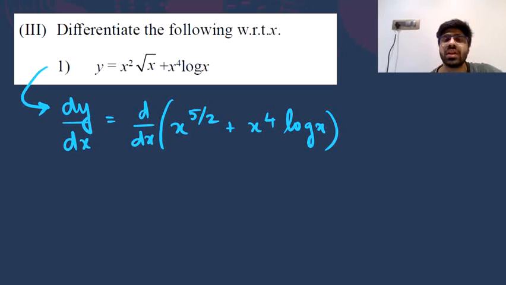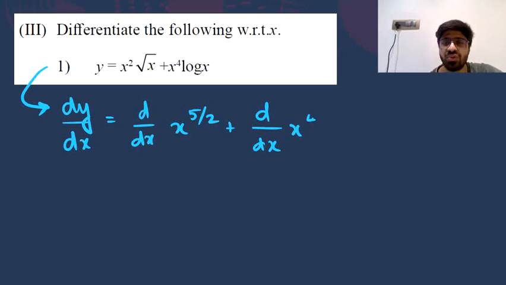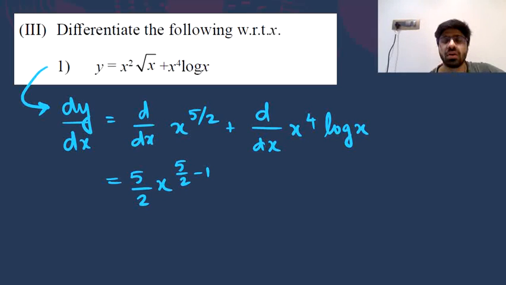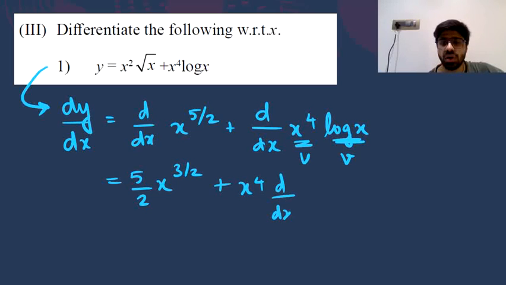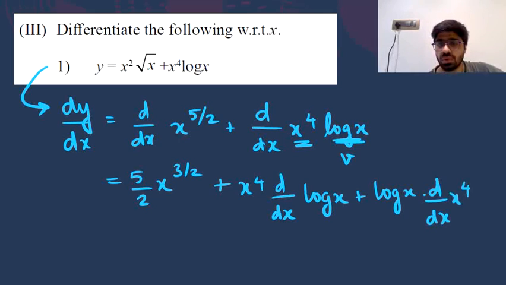If you open up the bracket, one derivative term attaches itself with this, and the derivative will get attached with the second term also. So the second term will be d by dx of x power 4 into log x. Derivative of the first term will be of the type x power n, right? So we have the derivative as n into x power n minus 1. So 5 by 2 minus 1, that will be 3 by 2, plus d by dx of u into v. So that will be u into the derivative of v plus v into the derivative of u.